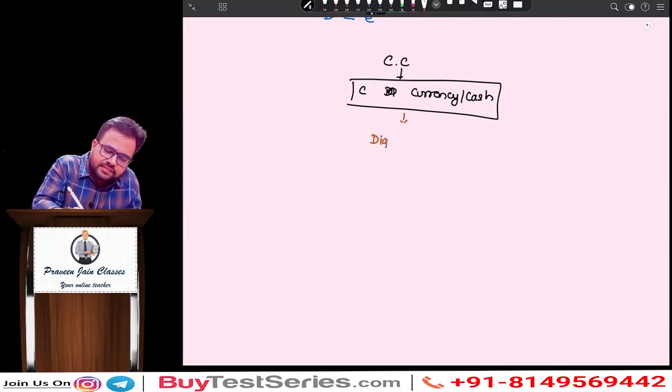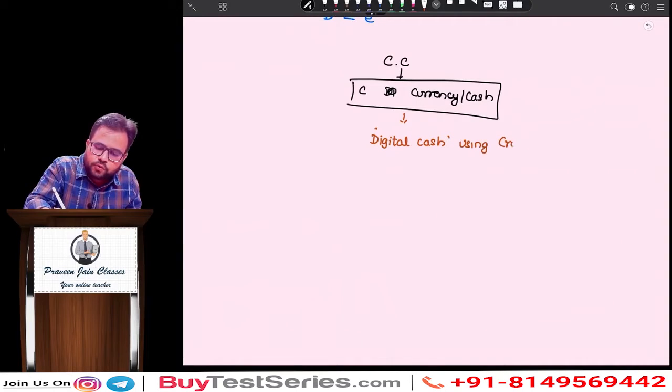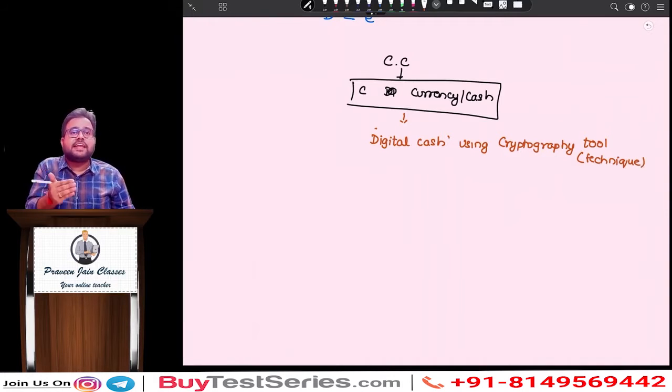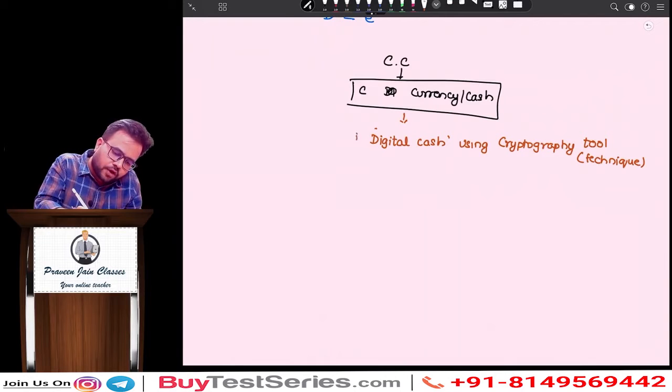So if somebody asks me what is cryptocurrency, in simple language I will say that it is nothing but a digital cash using cryptography tool. It is a digital cash using which tool, sir? Cryptography tool, or you can say cryptography technique. So it is a digital cash which is using which technique, sir? Cryptography technique. Okay, very good.